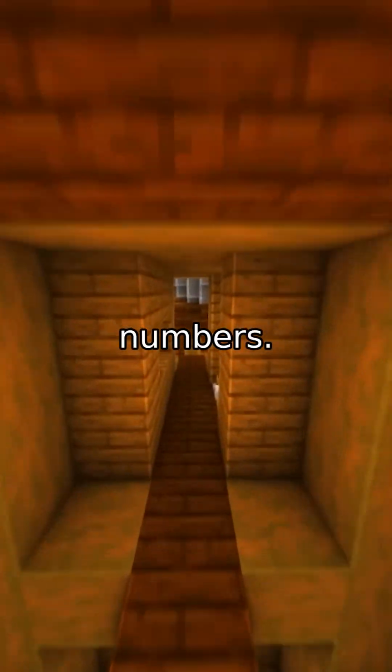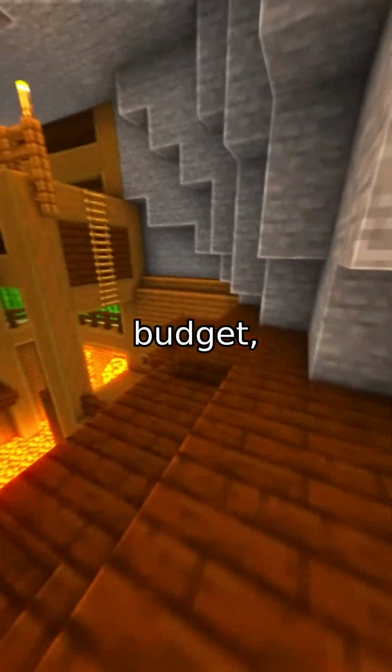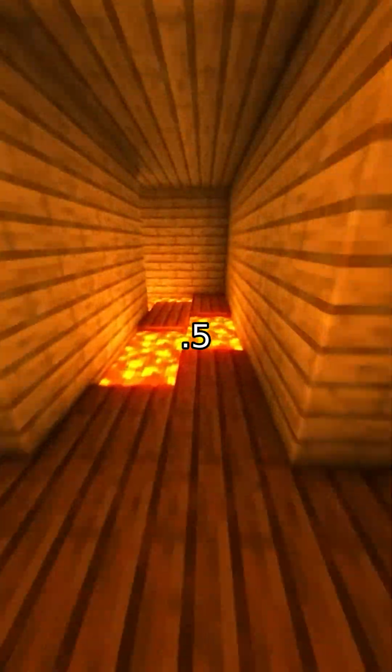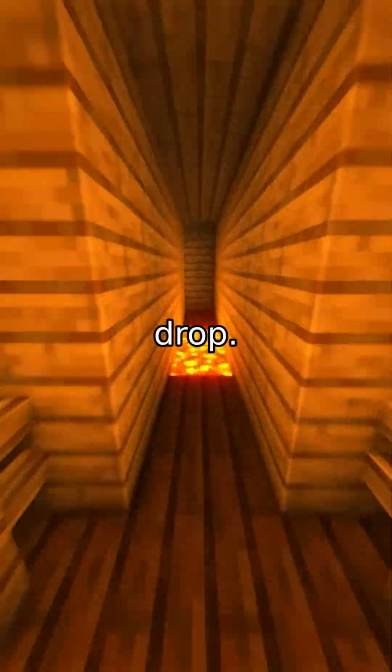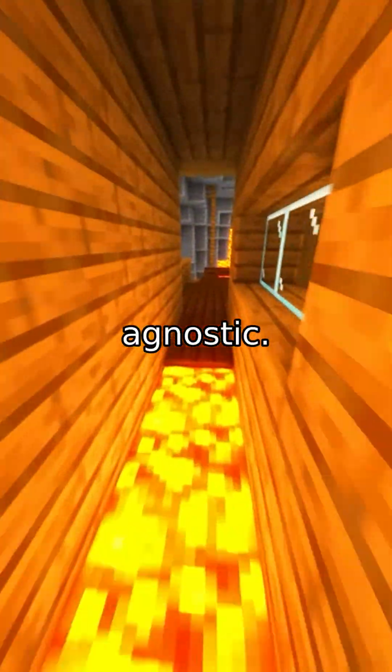The proof is in the numbers. Under a 50% token budget, cutting tokens in half, STTM is 2x faster with just a 0.5% drop in accuracy. At 30%, it's 3x faster with a 2% drop. And here's the kicker: it's query agnostic.